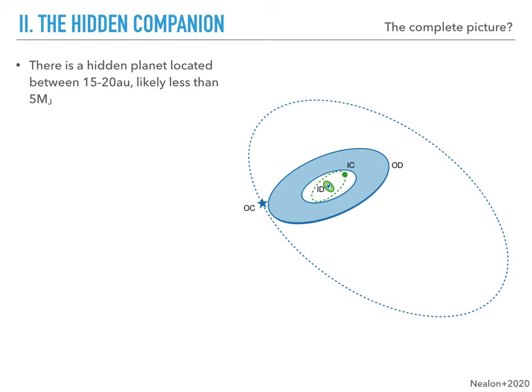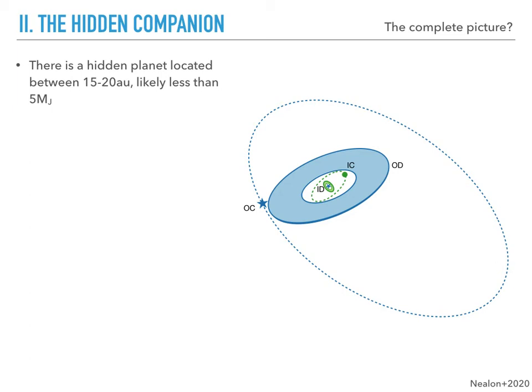Okay, so we're almost at the complete picture of HD100453. On the right here, I've shown HD100453 schematically with all of its components. Starting from the outermost and working our way in, we have the outer companion shown with the blue star and indicated by OC, with its orbit indicated by the dashed ellipse. Interior to that is the outer disk shown in blue. And from part 1, we know the relationship between the outer disk and the orbit of the outer companion.